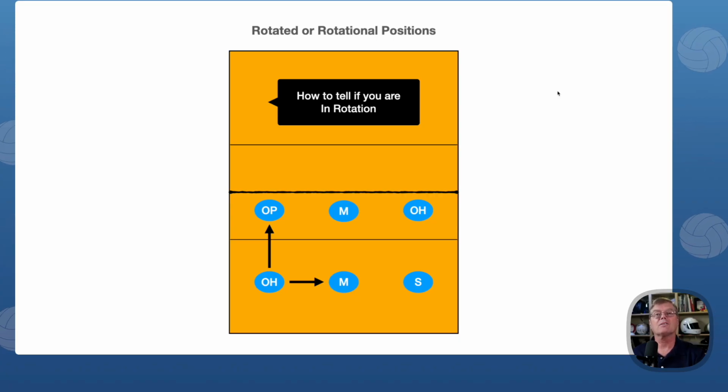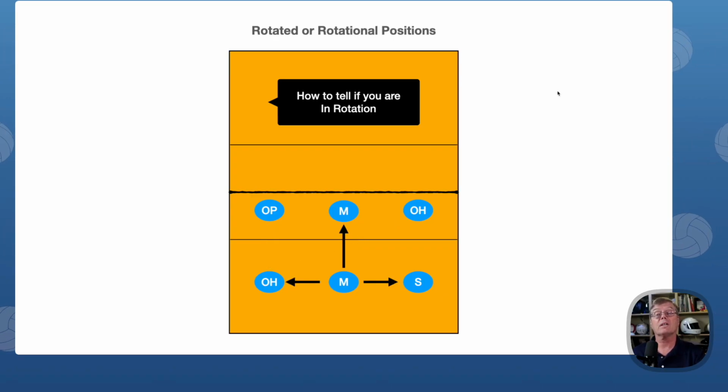So in this case, the outside hitter knows there's a middle behind me and there's an opposite in front of me. Now, you can also look across from you, and if you're an outside hitter and you see an outside hitter on the diagonal across from you, you're probably in rotation. If you see somebody else, one of you is probably out of rotation.